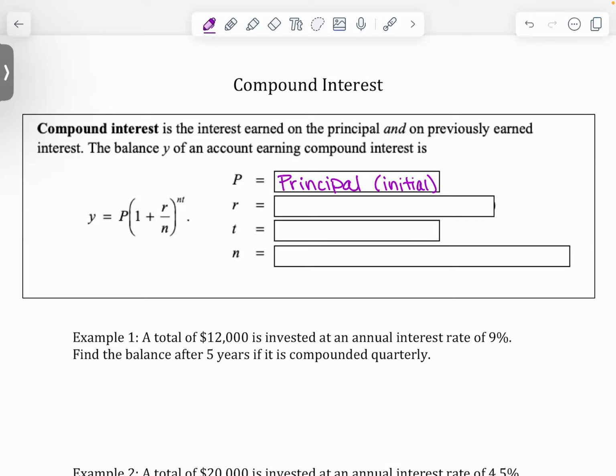What do you think R stands for? Rate. It does need to be a decimal. You're going to see the word annual, an annual rate. The rate stays the same for the whole year. We do have to change it to a decimal. Otherwise, you're going to get some crazy things happening.